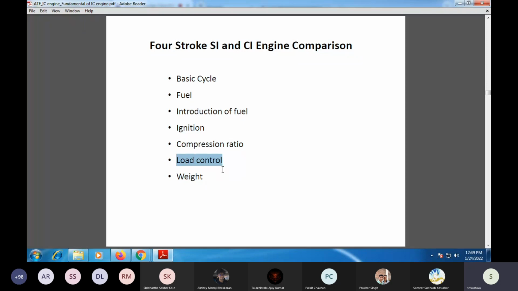Load control. What does it mean, load control? How can we differentiate the 4-stroke SI and CI based on the load control? Whatever we have discussed till now, I think you are in a position to tell me. Sir, what do you mean by load control? Yeah, how we can generate more power. Which parameter do we control in order to generate more power in SI and CI engine?